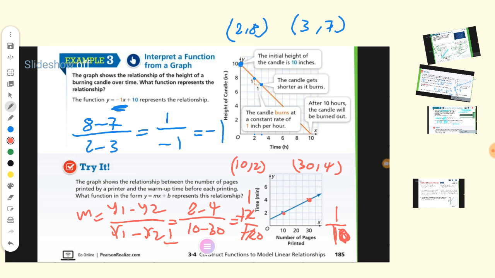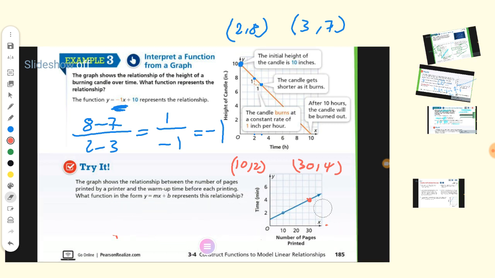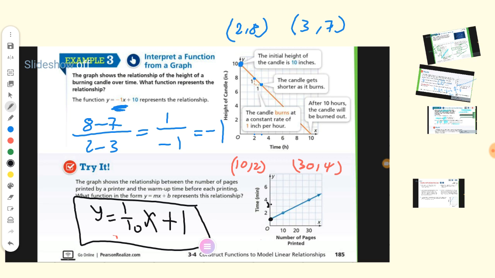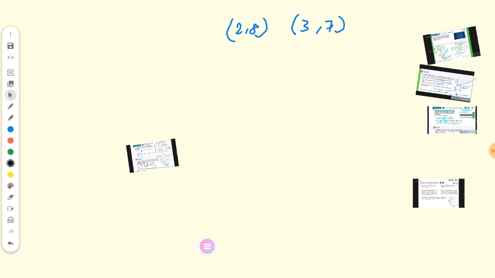After we found the slope, 1 over 10, how to find b, the intercepted part? I can get it from the graph actually. It's 1. Yes, it's 1. So from here, you can find the intercepted part: 0, 1, 2, 3, 4. So it's 1. Okay? So y equals 1 over 10x plus 1. That's it. Again, another example from the exercise. One more example.